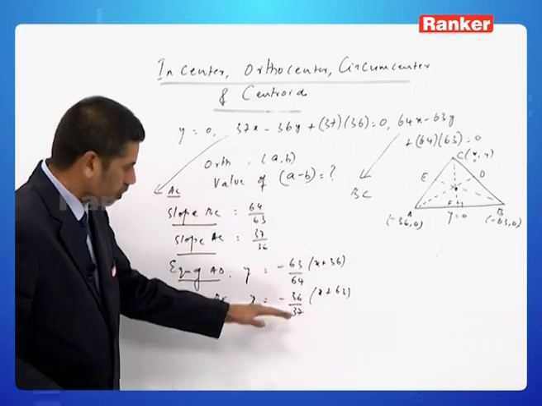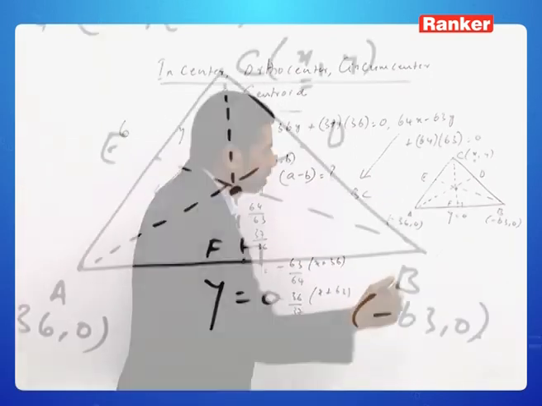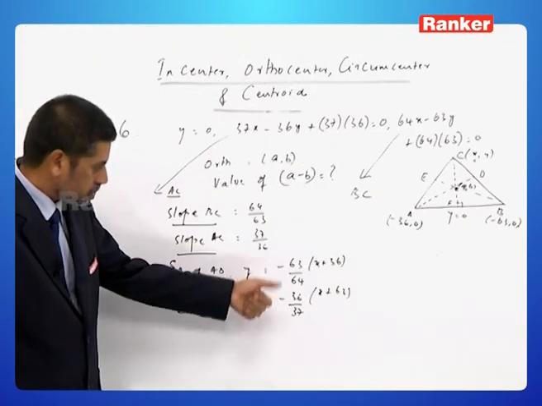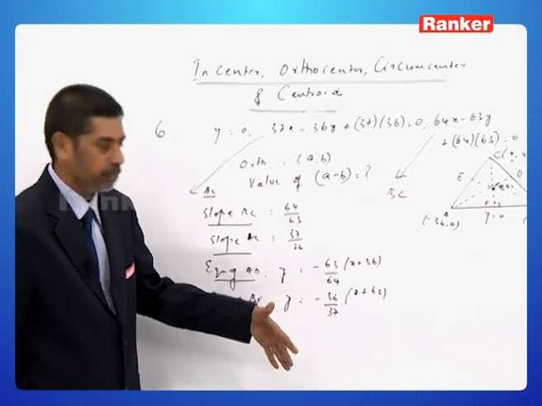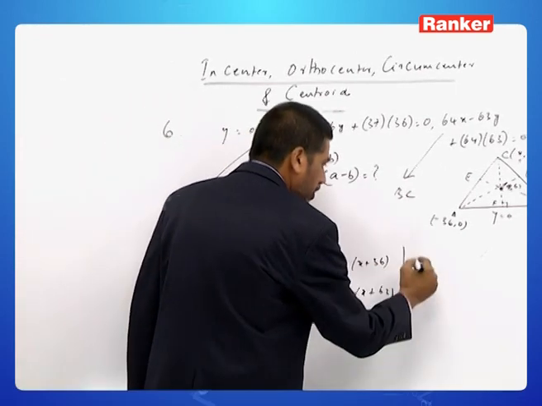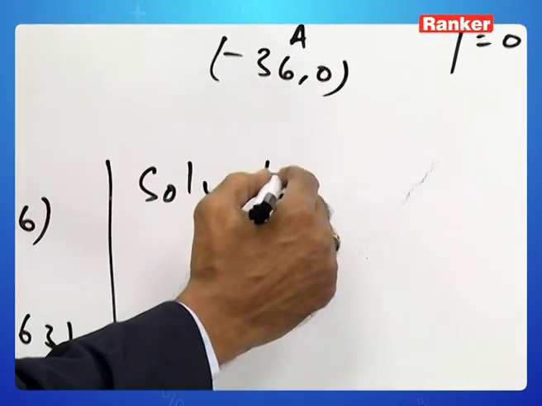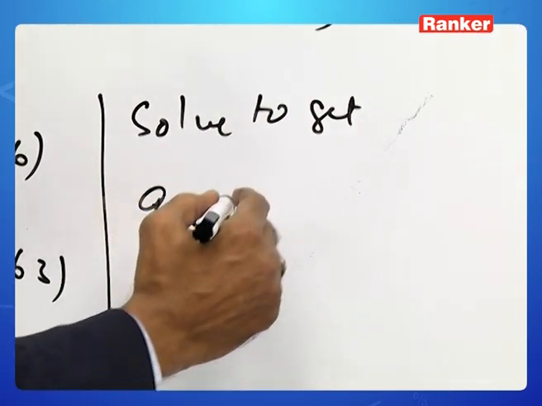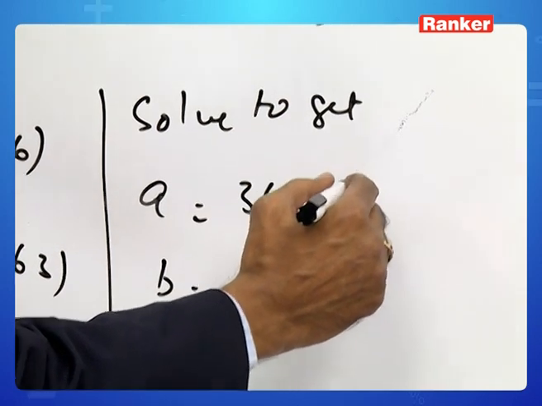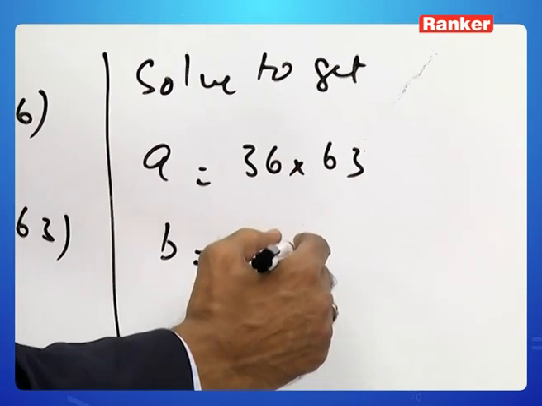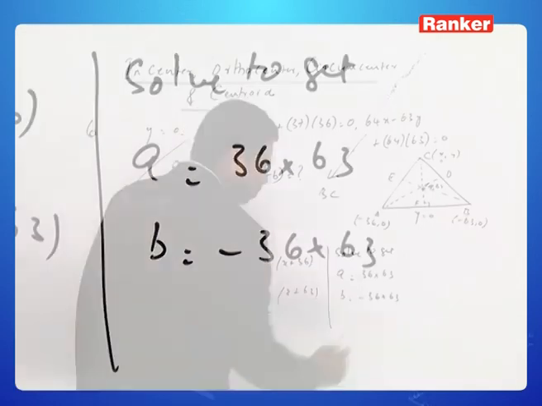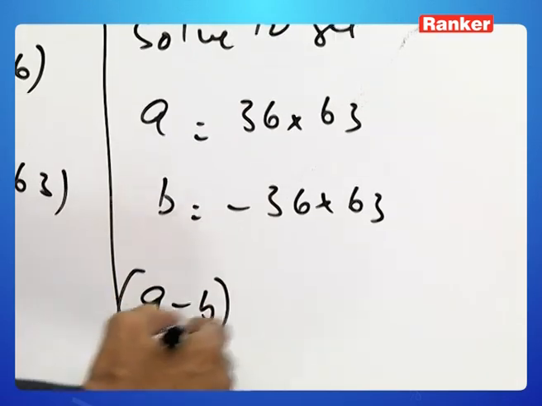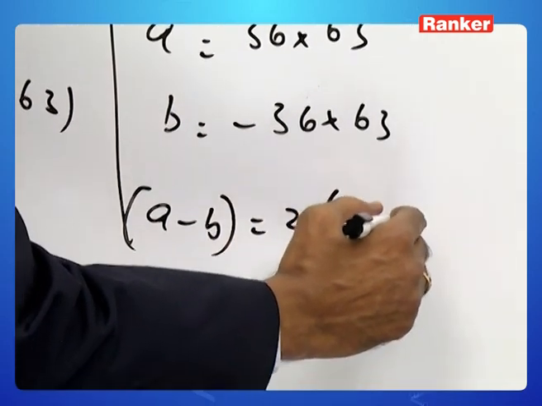Now if you solve these two equations, you will get the orthocenter. But orthocenter is already declared as A, B. So if I solve these two equations, I will get the values of A and B. A will be 36 into 63, B will be minus 36 into 63. This is for the student to verify. So therefore, the value of A minus B will be 2 times 36 into 63.